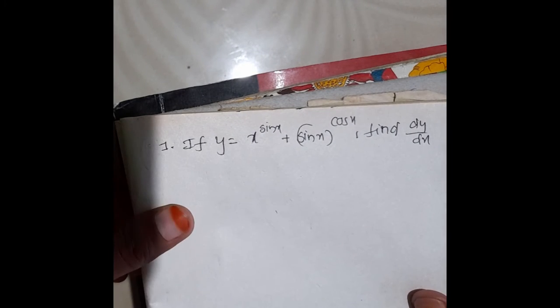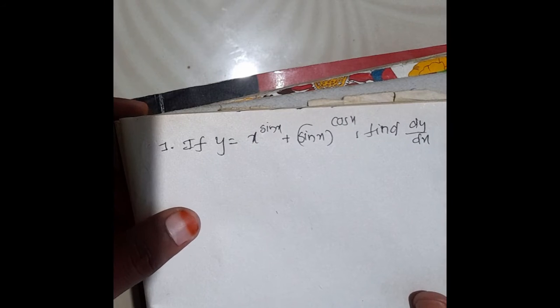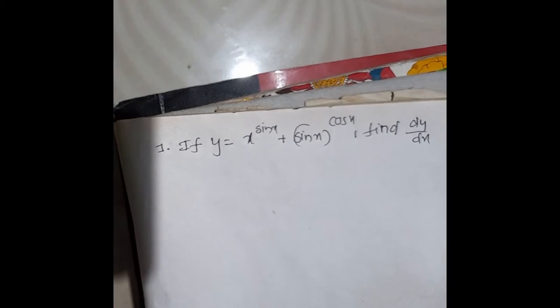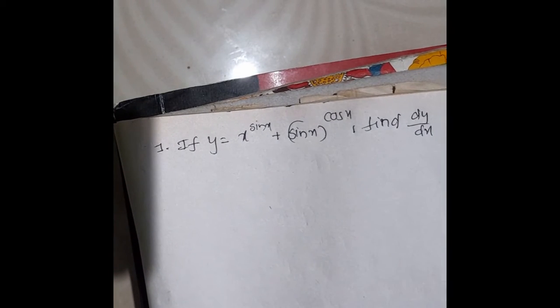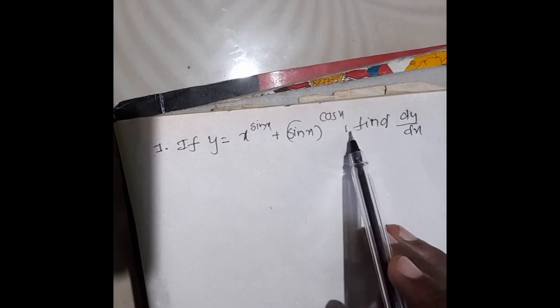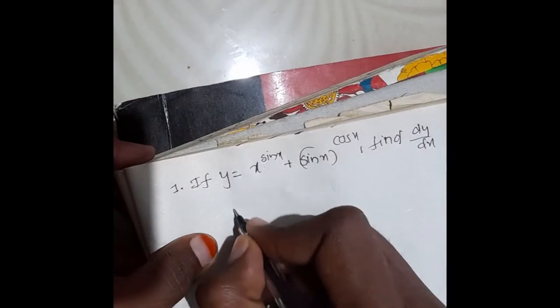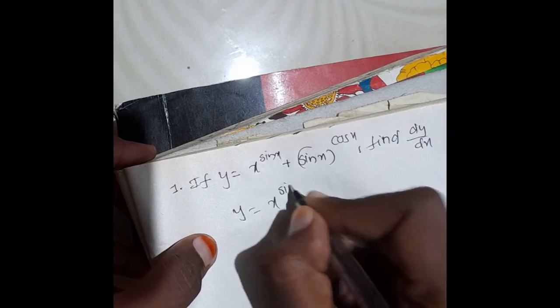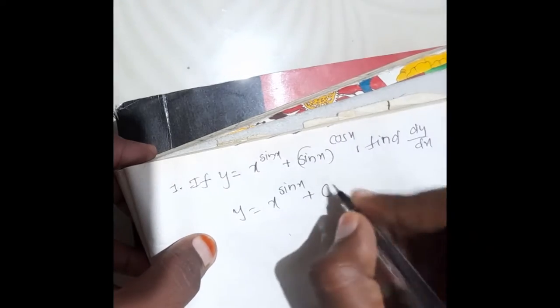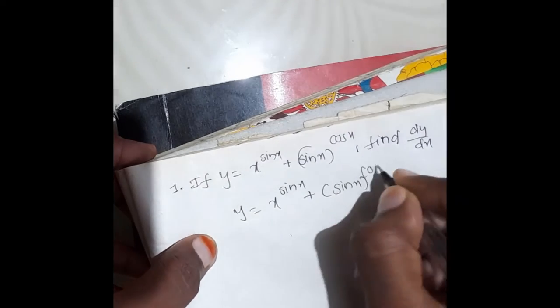Today we are going to solve questions in differentiation. Let's get started. The first question is: if y equals x to the power sin x plus sin x to the power cos x, then find dy by dx. The given function is y equals x power sin x plus sin x to the power cos x.